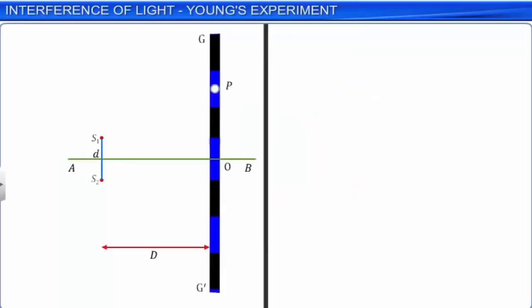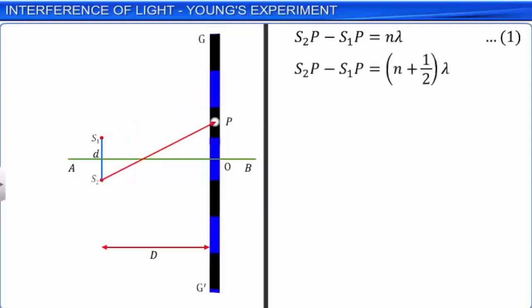If P corresponds to an interference maxima, then the path difference S2P minus S1P is equal to n lambda. Let this be equation 1. On the other hand, if P corresponds to an interference minima, the path difference S2P minus S1P is equal to (n plus half) into lambda. Let this be equation 2. Here, lambda is the wavelength of the light waves and n is an integer.